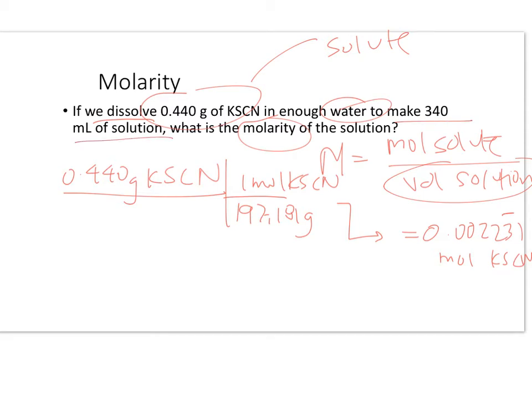Okay, so basically we're going to take this KSCN solid and dissolve it into enough water to make a 340 milliliter solution. Since KSCN isn't going to be contributing to the volume, our 340 milliliters must be coming from our water. Now we look at our solution and the units we're supposed to have. The volume of solution needs to be in liters. They have given us 340 milliliters, so if we move that decimal over, we're going to have 0.34 liters of our solution.